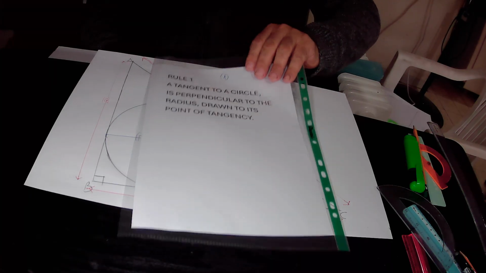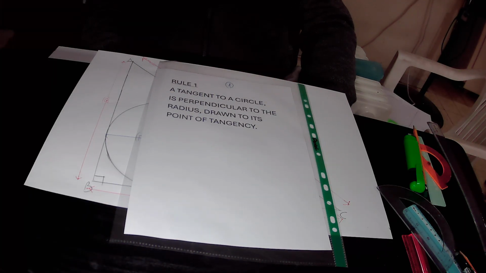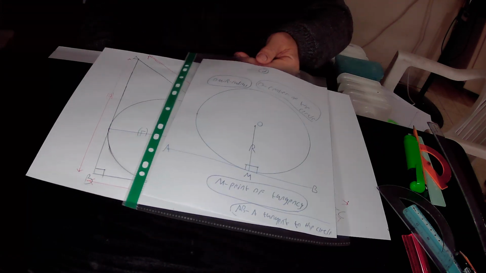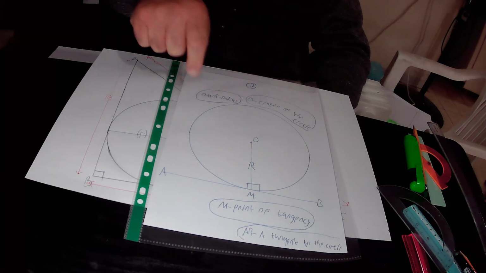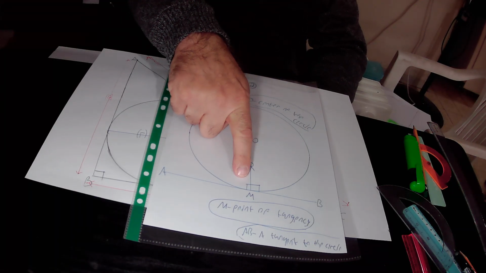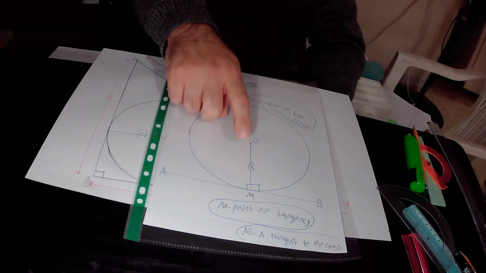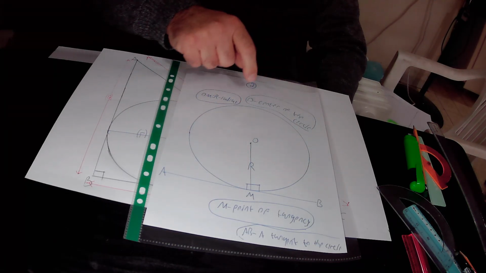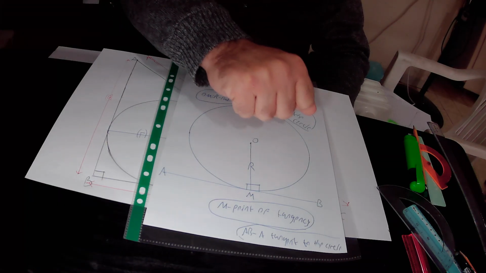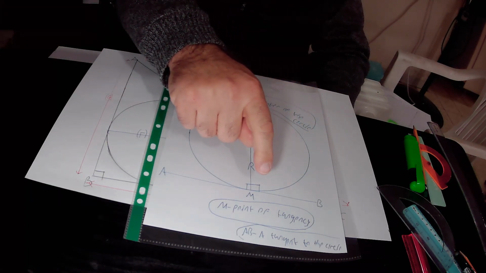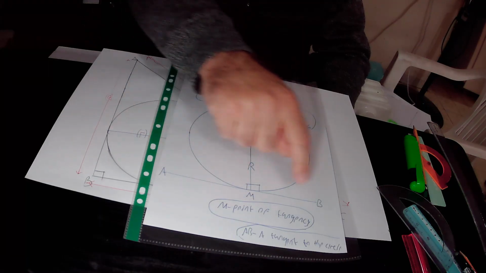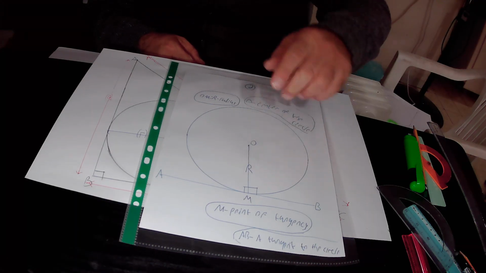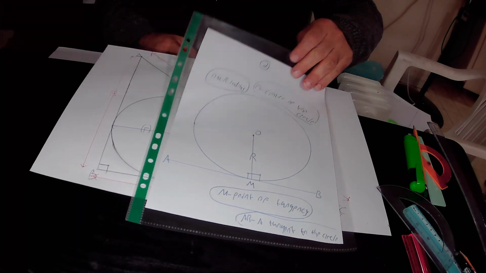According to rule 1, a tangent to a circle is perpendicular to the radius drawn to its point of tangency. In the drawing, we have a circle. This is the radius OM, equal to R. The radius OM is drawn to point M, the point of tangency of tangent AB with this circle. Whenever a radius is drawn to the point of tangency, tangent AB will be perpendicular to the radius MO. If AB is perpendicular to MO, this angle equals 90 degrees, and this angle also equals 90 degrees. So we can implement rule 1 in our drawing.